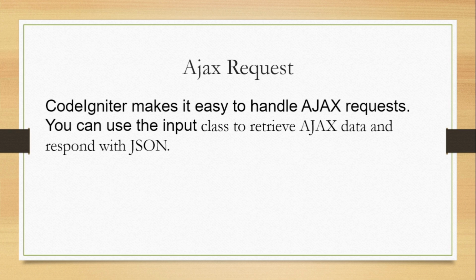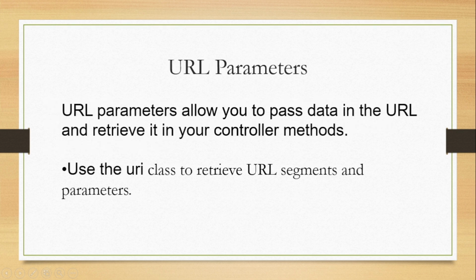Next, Ajax requests. CodeIgniter makes it easy to handle Ajax requests. You can use the input class to retrieve Ajax data and respond with JSON. URL patterns allow you to pass data in the URL and retrieve it in your controller method. Use the URI class to retrieve URL segments and parameters.